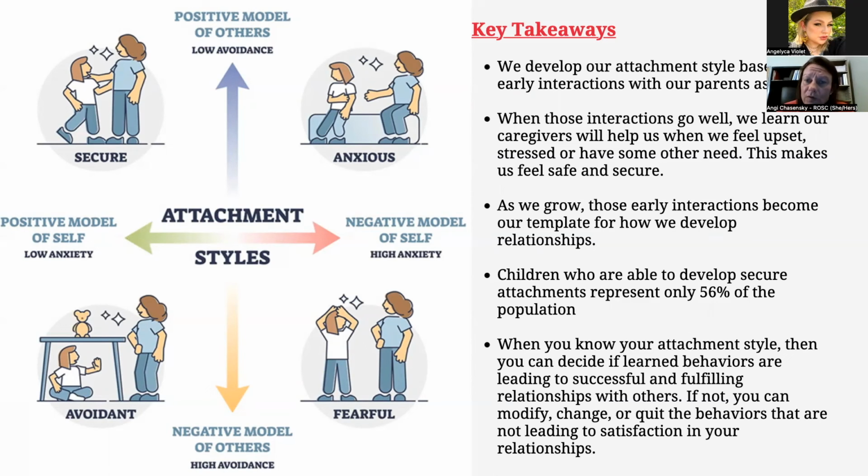As we grow, those early interactions become our template for how we develop our relationships. Children who are able to develop secure attachments represent only 50% of the population. When you know your attachment style, then you can decide if learned behaviors are leading to successful and fulfilling relationships with others. If not, you can modify, change, or quit the behaviors that are not leading to satisfaction in your relationships. Remember, all behaviors are learned, they can be unlearned.